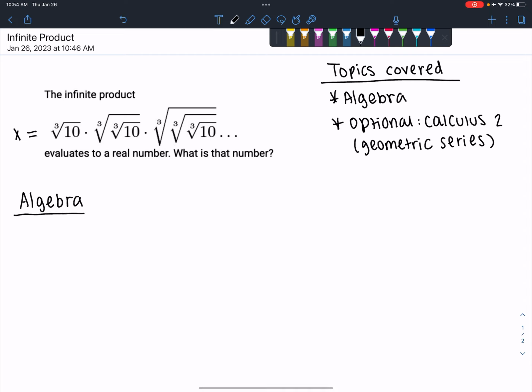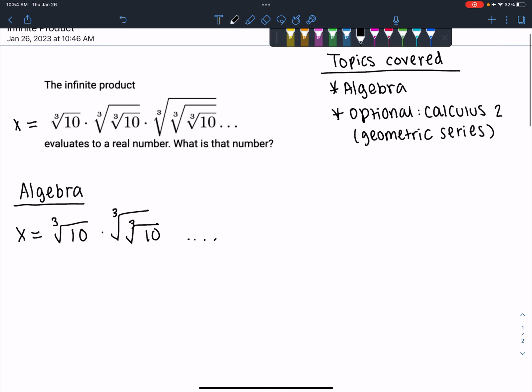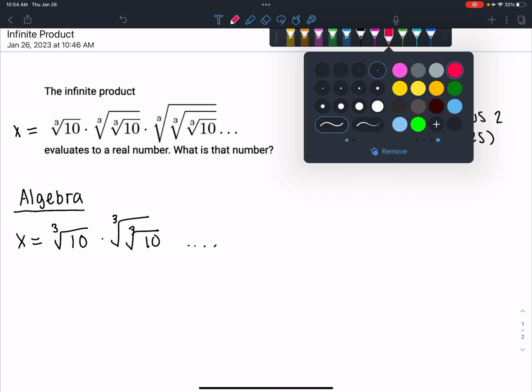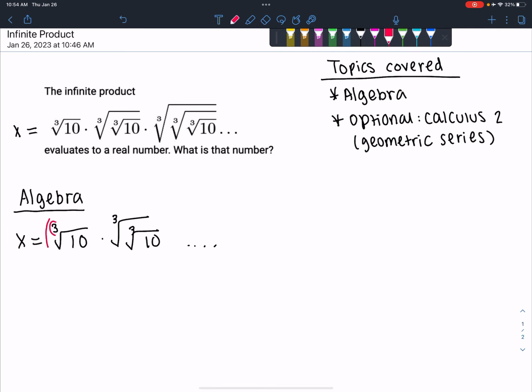and we can say that, I'm just going to rewrite the problem, the cube root of 10 times the cube root of the cube root of 10, and this keeps going, right? So we're going to say x equals that, because I think it makes it a little easier to solve. So then, what we're going to do is cube both sides to get rid of this cube root specifically.